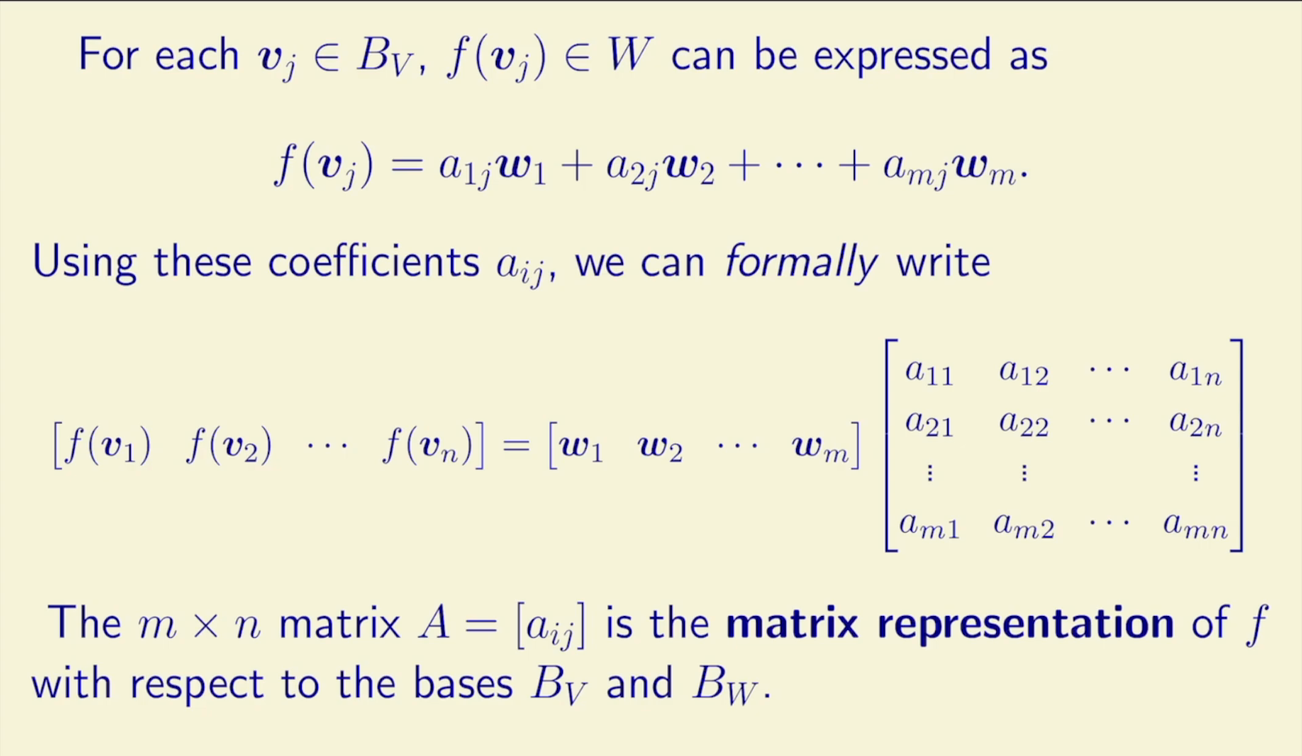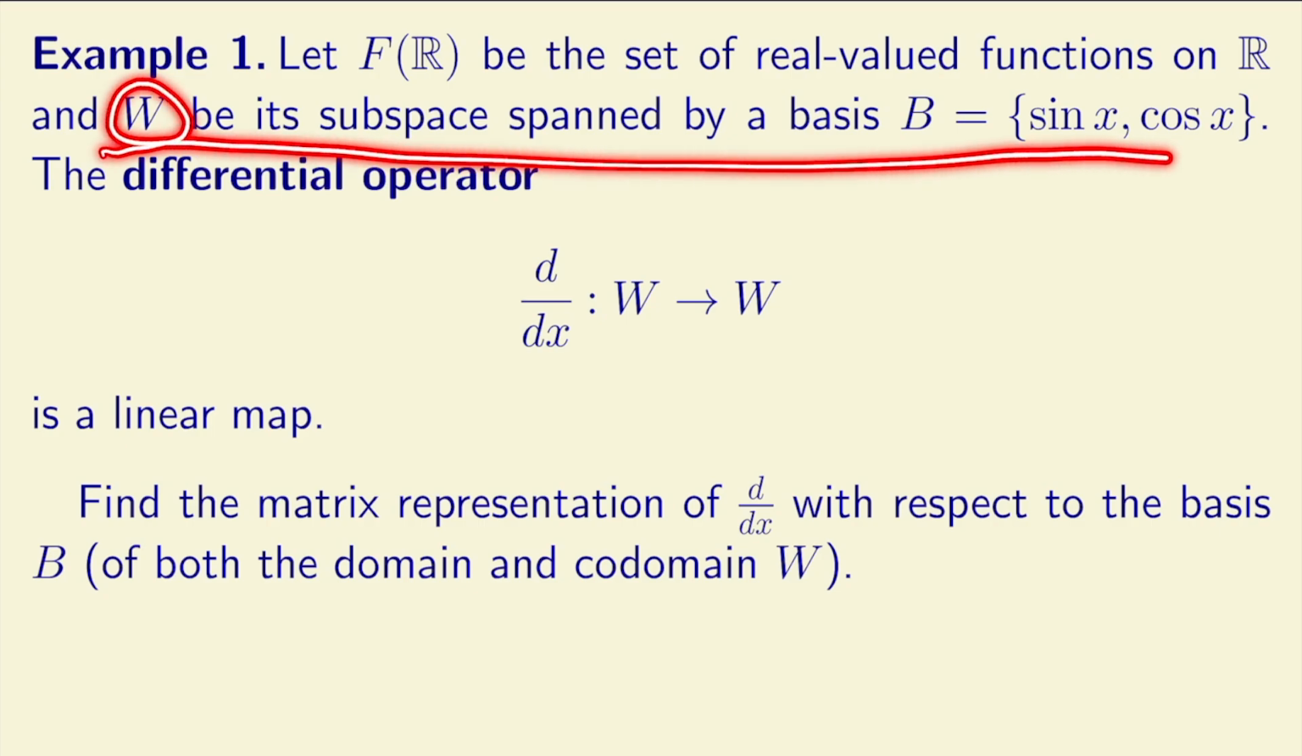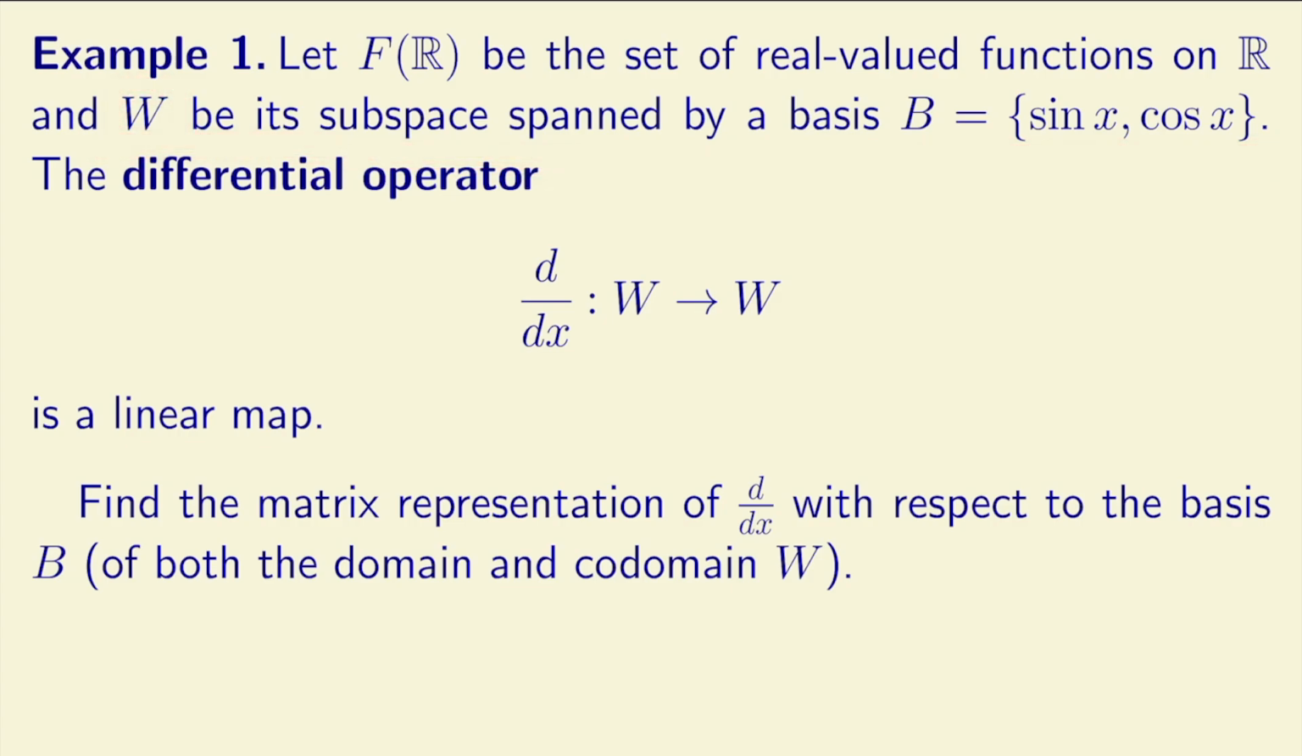Okay, so we found the matrix. Can we see an example based on a linear map that's not just multiplying by a matrix, like the differential operator on the subspace spanned by sine and cosine? That's a perfect example. Let's use the example from the notes. Our vector space, W, is a subspace of the set of real-valued functions on R, spanned by a basis B equals (sin x, cos x). Our linear map, F, is the differential operator, d/dx.